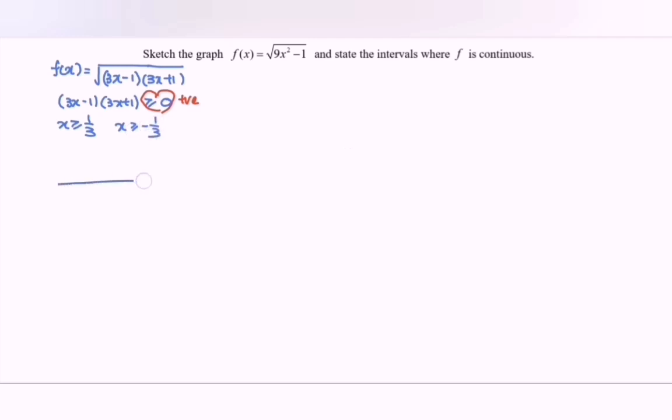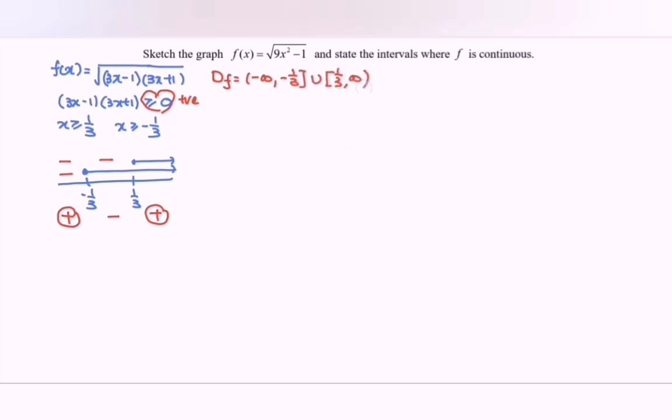Kindly illustrate the situation on a real number line, where we have negative 1/3 and 1/3. Then circle towards the right, then circle towards the right. Here we have negative, negative and negative, so positive, negative and positive. Select the sign, we have the positive. So here will be the domain: negative infinity until negative 1/3, union, from 1/3 until infinity. That is the domain for the situation.